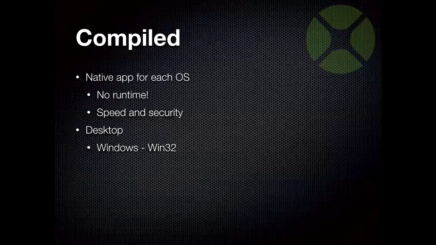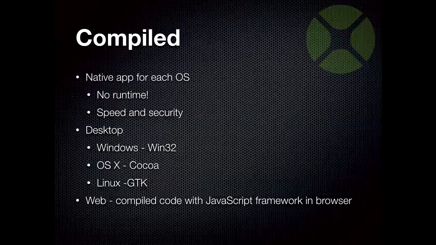So for desktop apps on Windows, the Win32 library is what is used. So all Xojo apps are Win32 apps. On OS X, all Xojo apps are Cocoa apps right now. There is still legacy support for Carbon included, but at this point, pretty much all apps that people are creating are Cocoa. On Linux, the GTK user interface library is used. As I mentioned on web, it's compiled code with JavaScript. And iOS, of course, uses the Cocoa Touch framework.